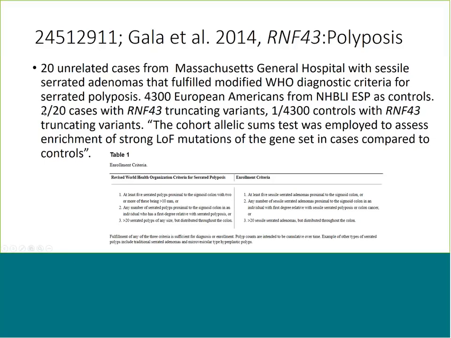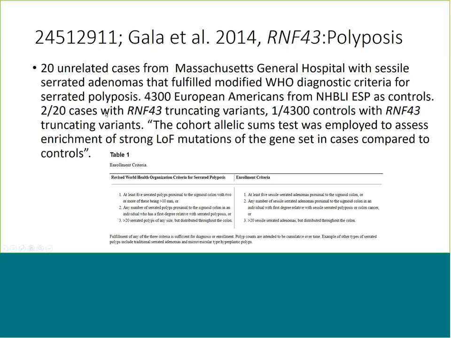So they found 2 of 20 cases with RNF43 truncating variants, 1 of the 4,300 controls with RNF43 truncating variants, and they used a cohort allelic sums test for looking at statistical significance. That was employed to assess the enrichment of strong loss of function mutations of the gene set in cases compared to controls. I drew this directly from the text. I can look more into the cohort allelic sums test. I've seen this one other time, but it apparently is some sort of pooled analysis.